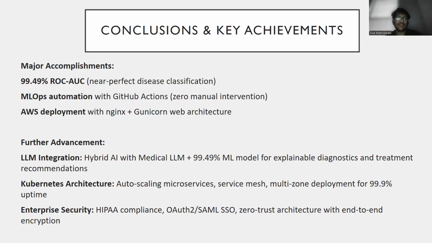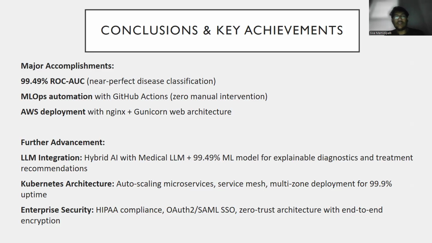And this is the conclusion. The conclusion talks about the major accomplishments in the project. The first one talks about the ROC of the random forest, which perfectly classified the disease patterns, and the ML automation which we did using GitHub Actions. And the AWS deployment of the chatbot application using Nginx and Gunicorn.